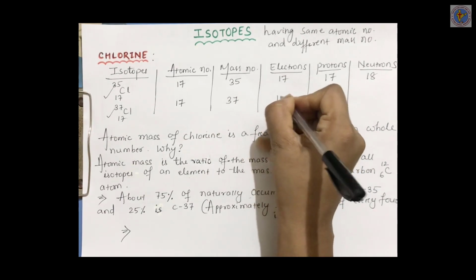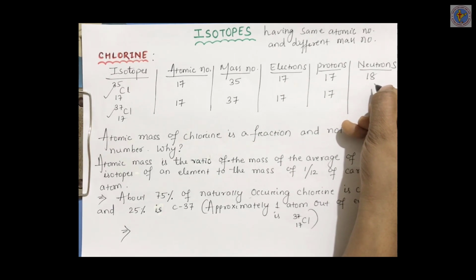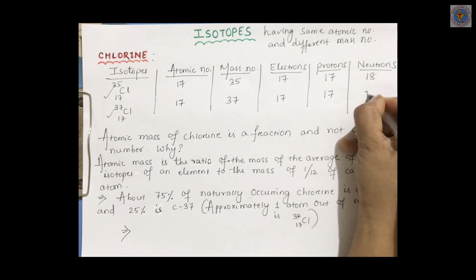Electrons same as atomic number, that is 17. Protons 17. And how can we find the neutrons? Mass number minus atomic number, that is 37 minus 17, that is 20.